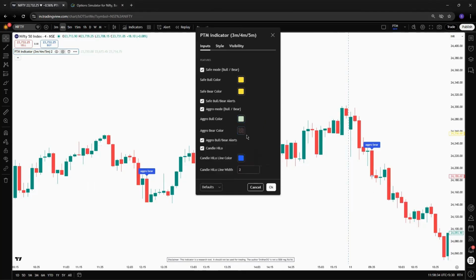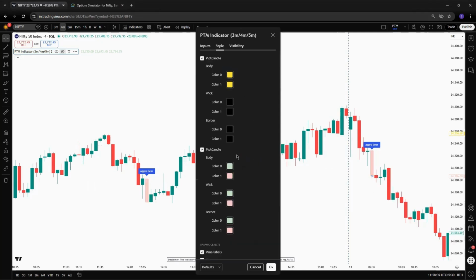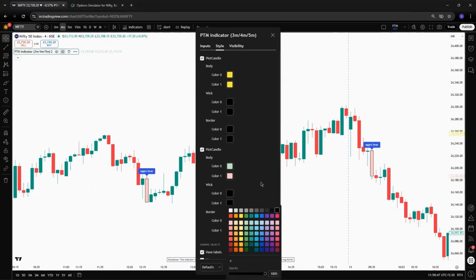And agro bear, some light red color. All this is actually irrelevant. You can do it in your spare time, but I just have to make this clear because I get so many questions about, sir, I can't see the candle, I can't do this. These are some things which you must understand clearly.